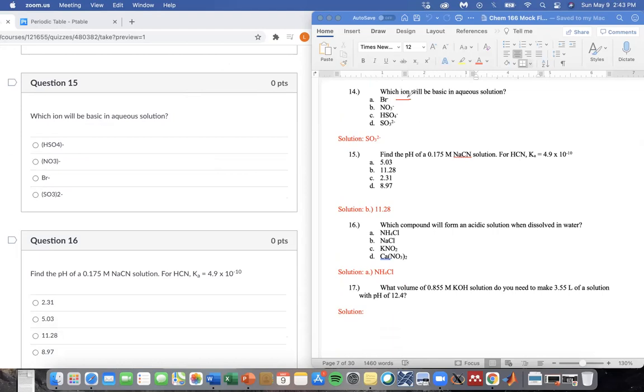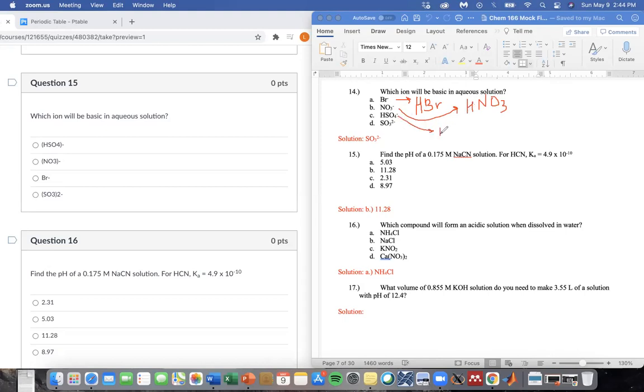If you consider their conjugates here, HBr is a strong acid. So Br minus is just going to hang out in the solution. It's totally cool just being Br minus. It dissociates completely. That Br minus is able to hold on to that negative charge really well. HNO3 is also a strong acid, and same with NO3 minus. It can just hang out in the solution and be totally content.